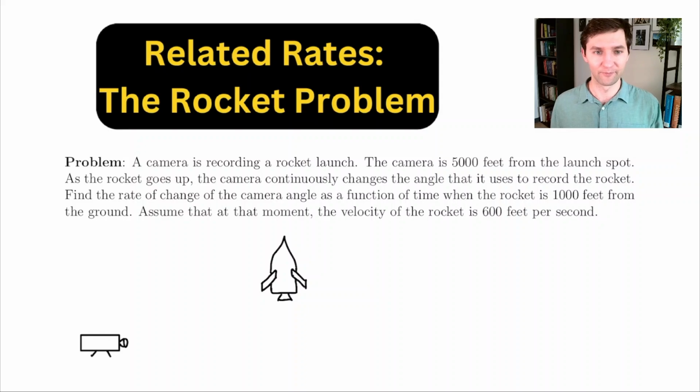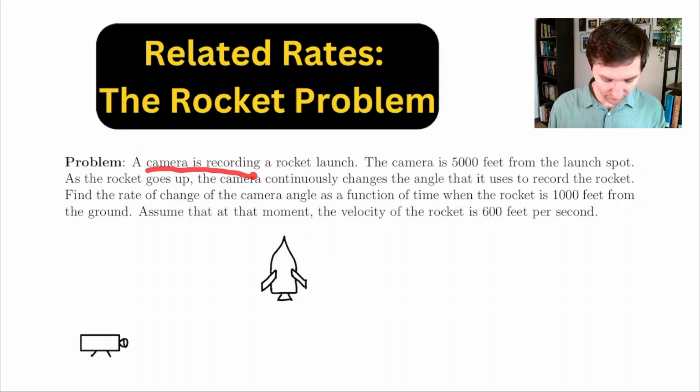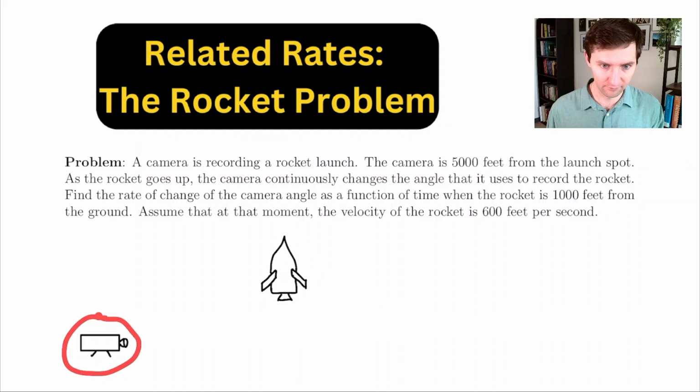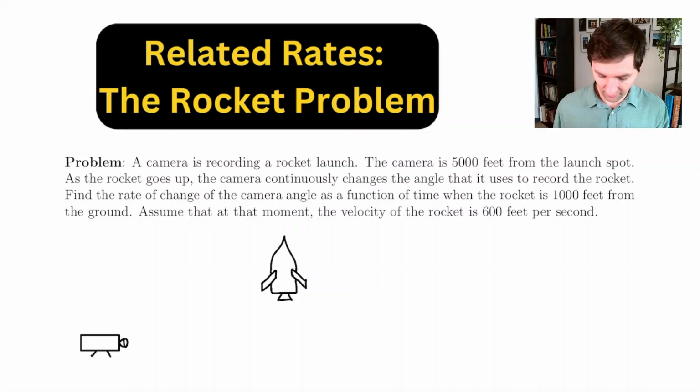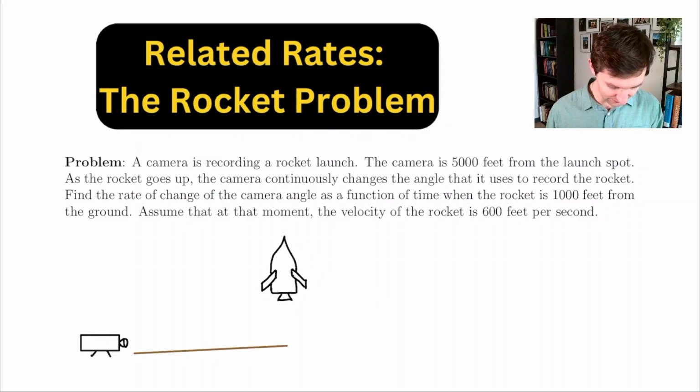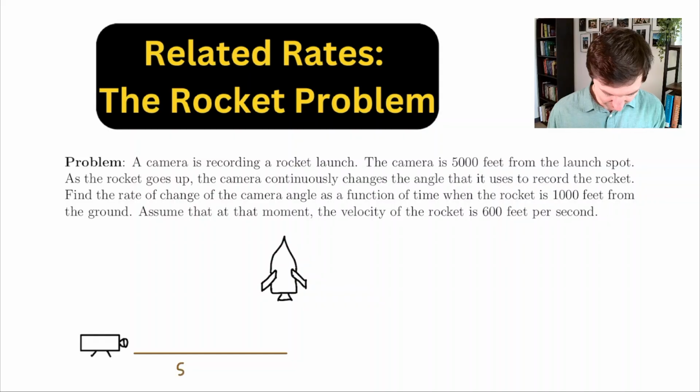Hi everyone. Today we'll solve a related rates problem involving a rocket. A camera is recording a rocket launch. Here is our camera. Here is our rocket. The camera is 5,000 feet from the launch spot. This means that this distance is 5,000 feet.